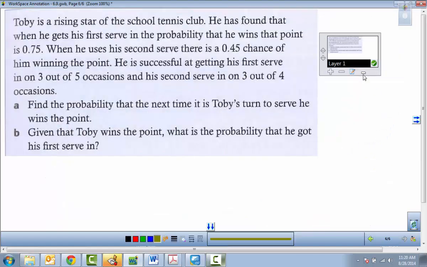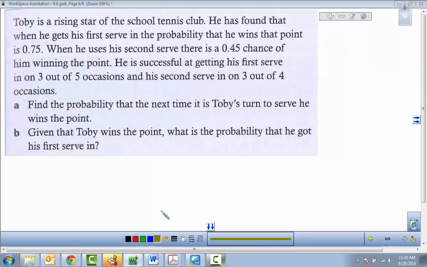So last example, we've got Toby. He's a tennis star. He's awesome. He found that when he gets his first serve inbounds, the probability that he wins is 0.75. When he uses his second serve, that is, when he misses his first one, there's a 0.45 chance of him winning the point. He's successful in getting his first serve in on 3 of 5 occasions, and his second serve in on 3 out of 4 occasions. So we need to make a tree diagram for this scenario.